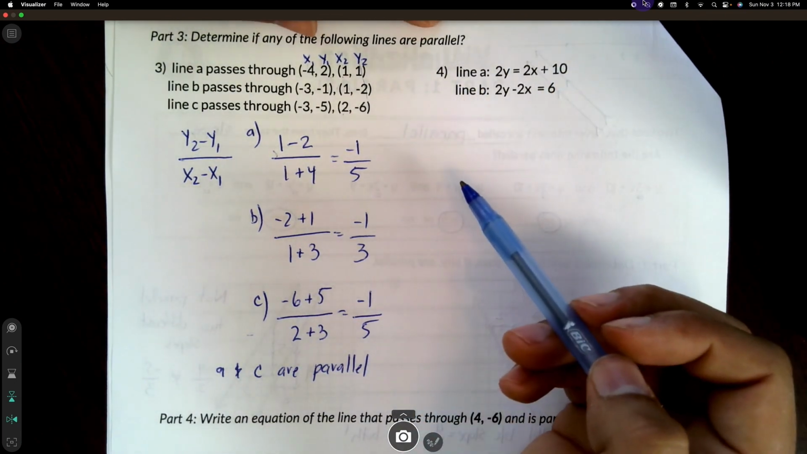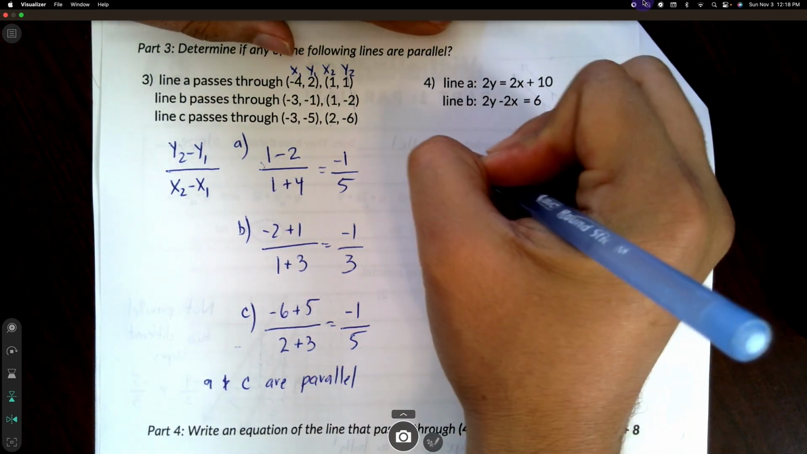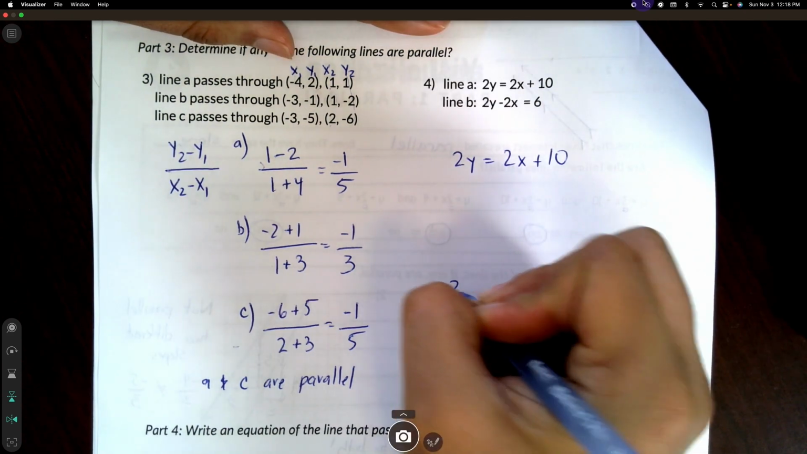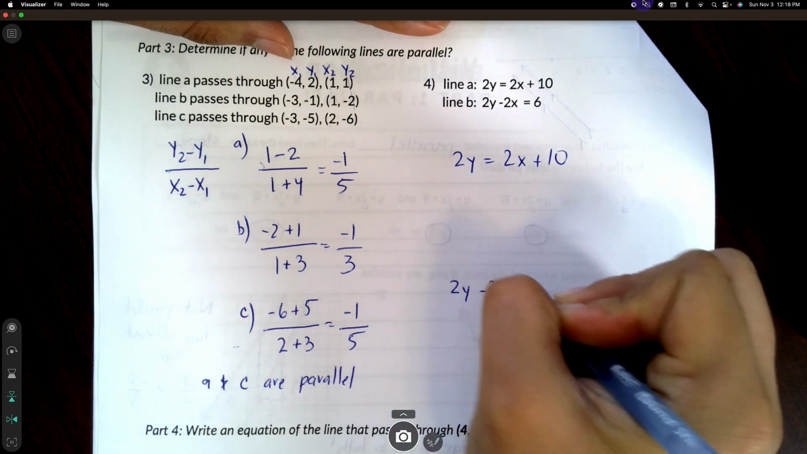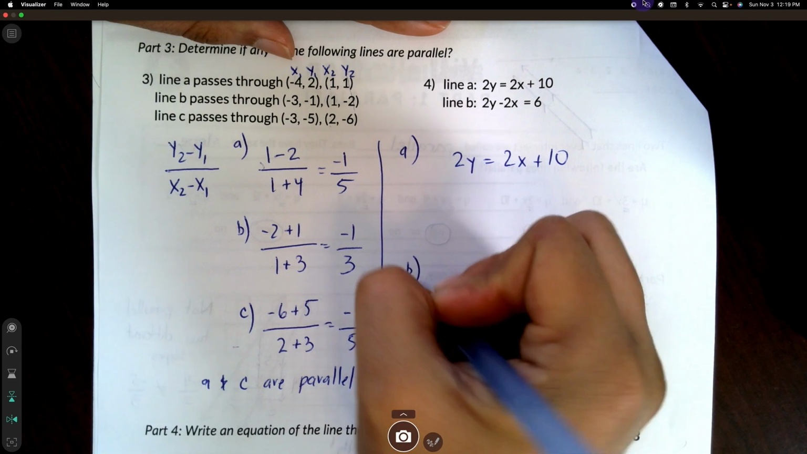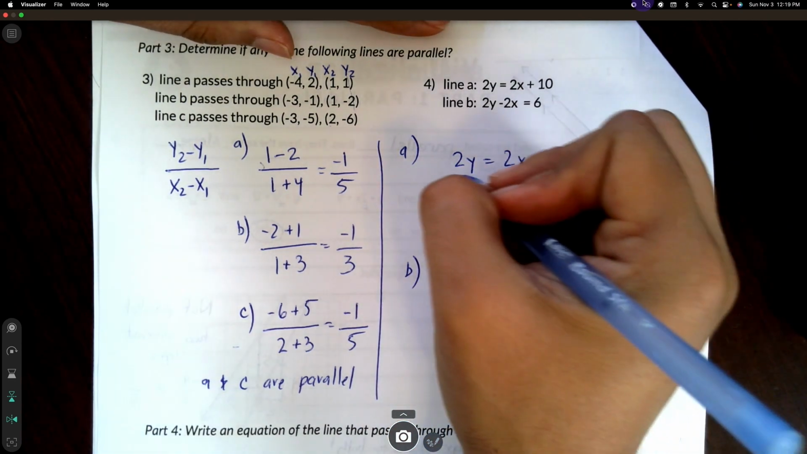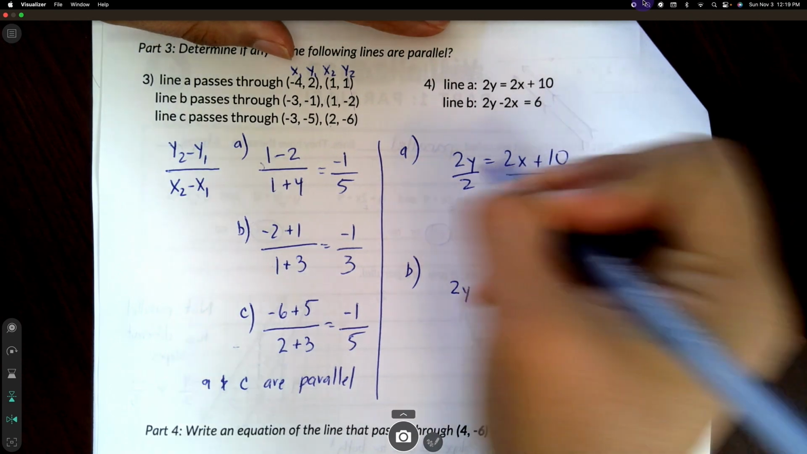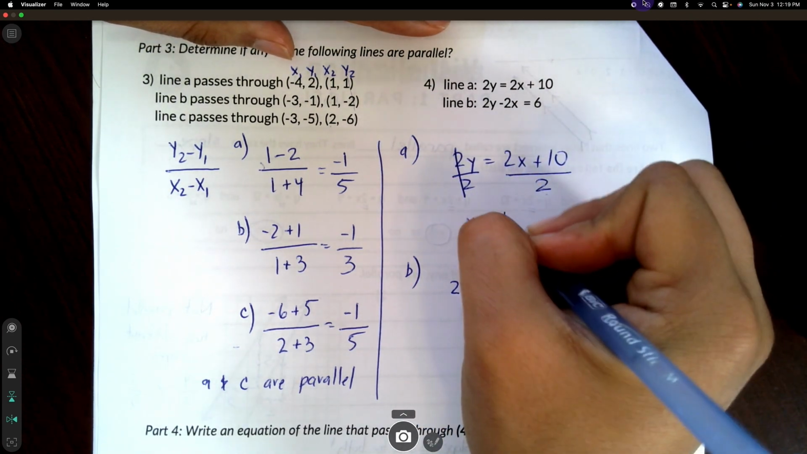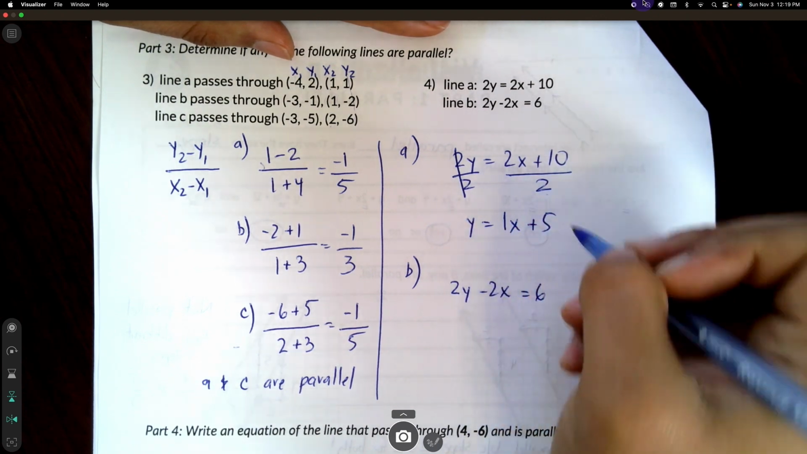Now what about these 2 lines? It's kind of hard to tell, so we want to simplify it. 2y equals 2x plus 10. 2y minus 2x equals 6. So this is line A. This is line B. All I have to do on this one is divide both sides by 2. So this cancels out and I'm left with y equals 2 divided by 2 is 1, so 1x. 10 divided by 2 is 5, so this is 1x plus 5.